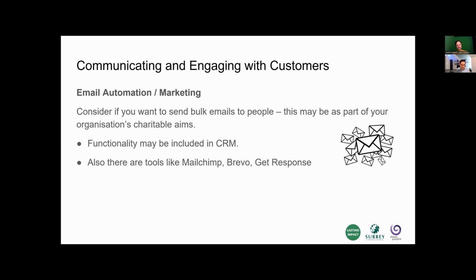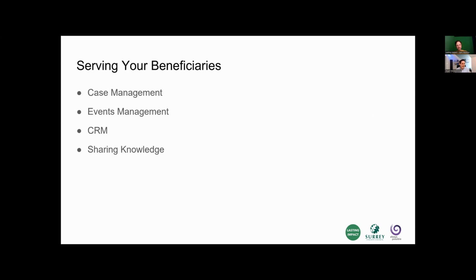So the next area is serving your beneficiaries. If you remember back to my slides, I talked a little bit about administrative functions, communicating with people, and serving your beneficiaries. This is very much about making yourself more effective. You may decide that you don't need technology at all to serve your beneficiaries, and that is completely reasonable for many, many charities. So it's really important to think about your operating model and whether this is something you need or just something you want.